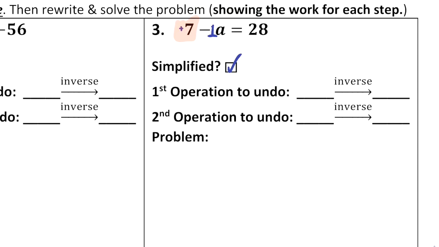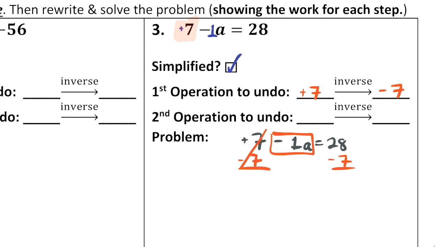So I have a plus 7, opposite of plus 7 is to subtract 7. Let me rewrite this problem real quick. 7 minus, if I want to, I could put these signs in here if that's helpful. We did say that we need to do the opposite of add 7, which is subtract 7. Those 7's are gone. This negative 1a is still there. And then 28 minus 7 is going to be 21.